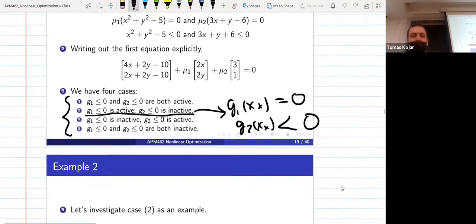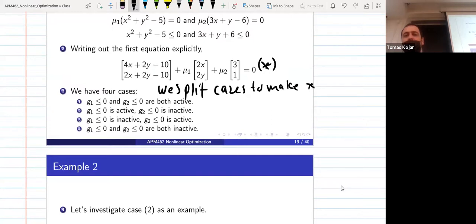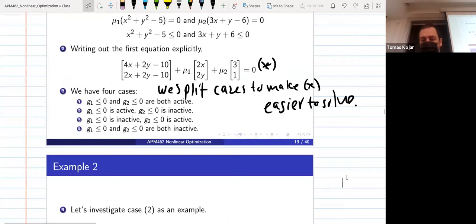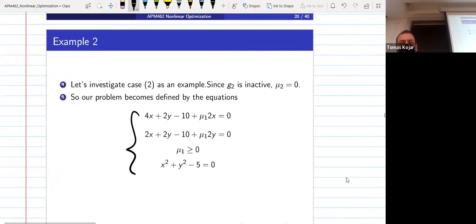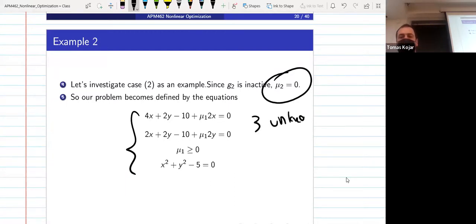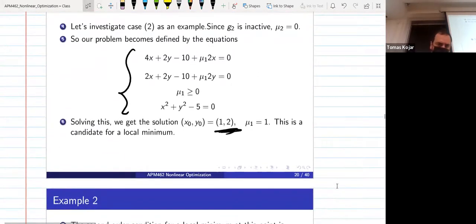So we split cases to make the system easier to solve. So you go through one of the cases. Now you killed the mu2, so you have two equations. You have 3 unknowns, not 4. You solve the system and you get your local min.